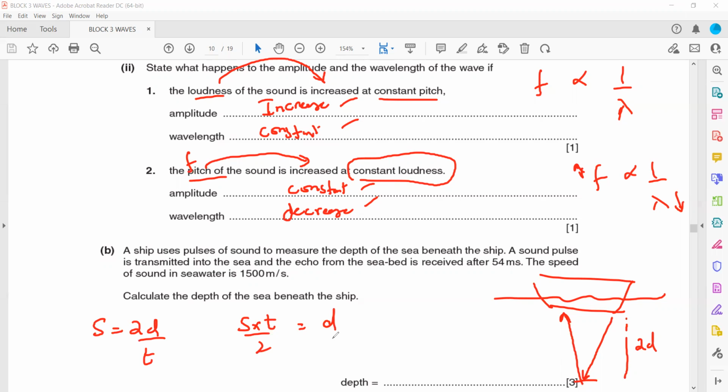The speed of the wave is 1500. The time is 54 milliseconds. Some of the students did not convert this time. They just directly write 54. It is 54 milliseconds, so we have to convert it to seconds. You can divide by 1000 to convert milliseconds into seconds. So it is 0.054, and the time 0.054 is divided by 2. This will give us 40.5 meters.